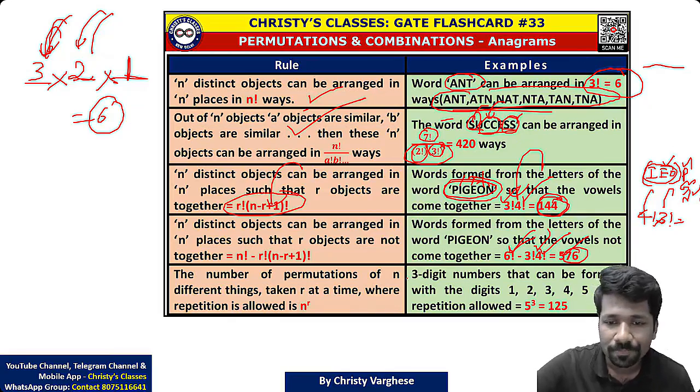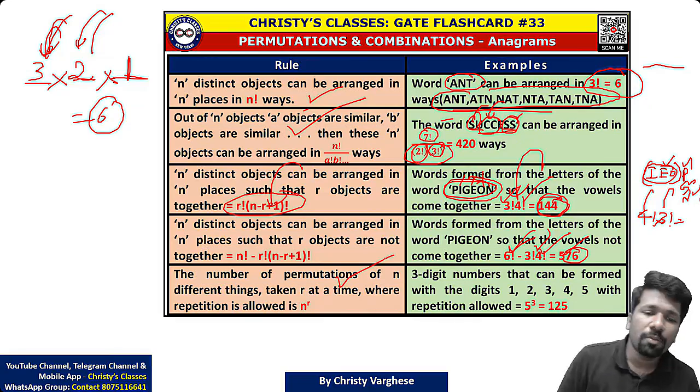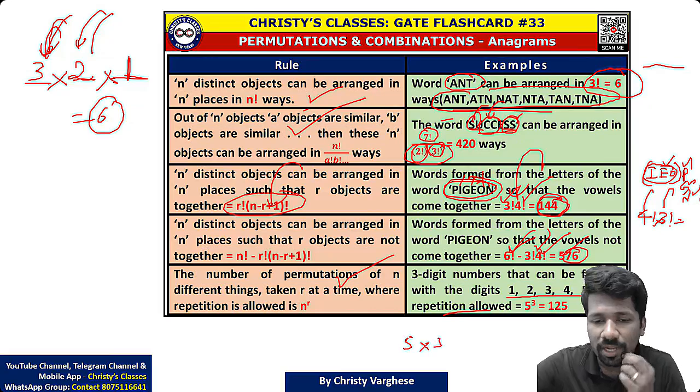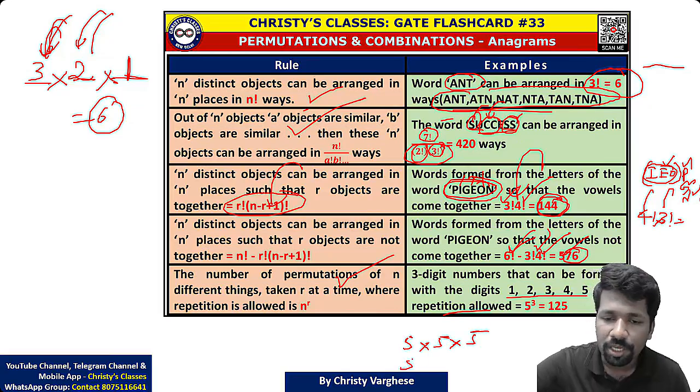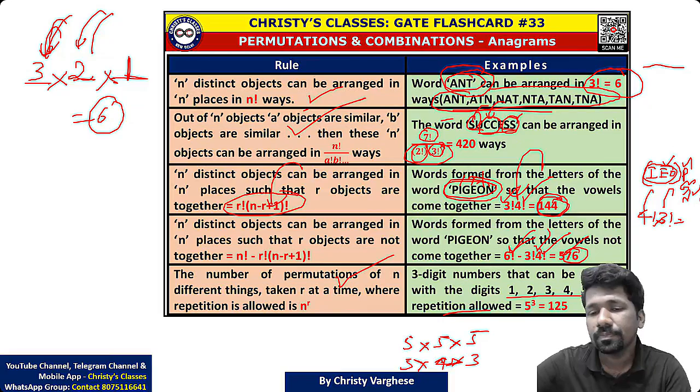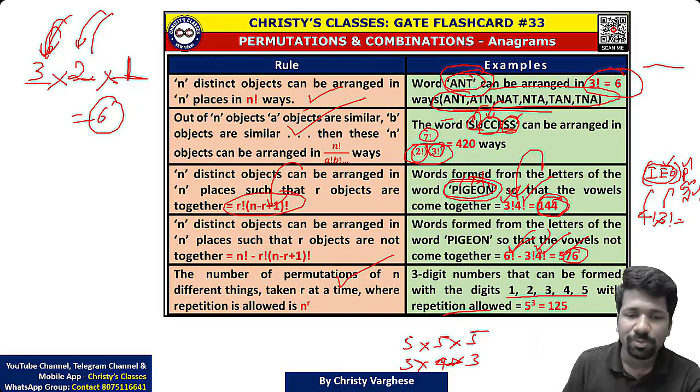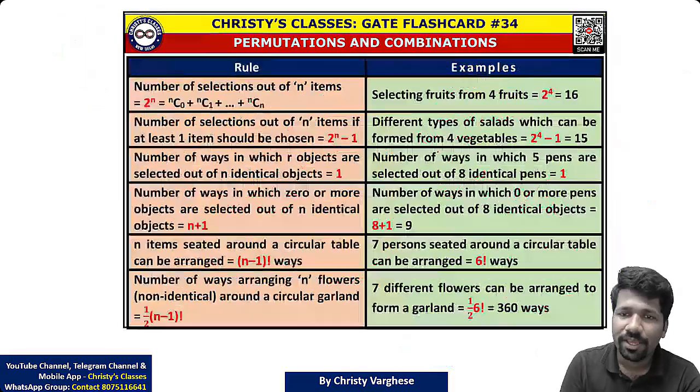Is it clear? Now, another situation is the number of permutations of n different things taken r at a time where repetition is allowed. For example, 3-digit numbers that can be formed from 1, 2, 3, 4, 5 with repetition allowed. So, if repetition is allowed, it will be 5 into 5 into 5. If repetition is not allowed, it will be 5 into 4 into 3, like in the anagram problem. So you have to understand that difference, whether repetition is allowed or not. In some questions it will be clearly mentioned. In some questions you have to understand from the context whether repetition is allowed or not. That is important. So clear enough?